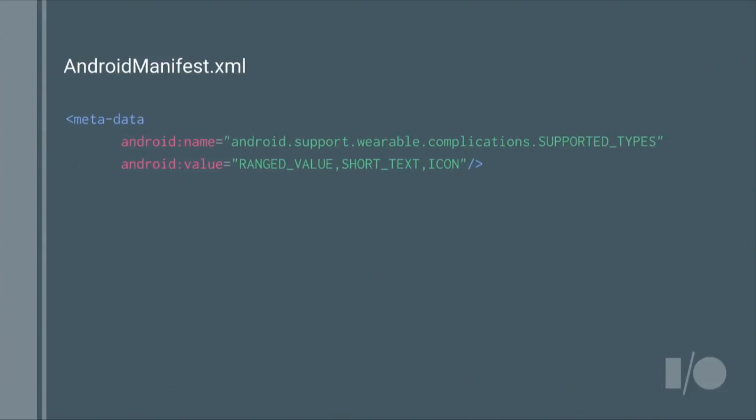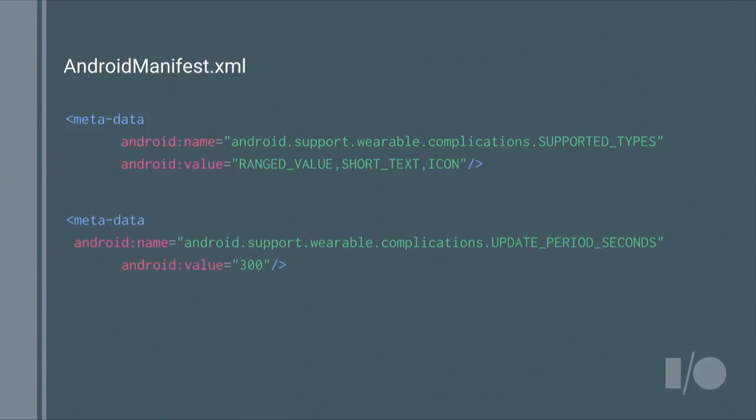Now, as a service, your provider has to be declared in the manifest. And that's also where you use metadata to declare things like what types you can support and what update period you would like, if any. Here, with the supported types, the order does not matter, and that's because, as I mentioned earlier, the watch face gets to decide the order of preference for any particular complication.